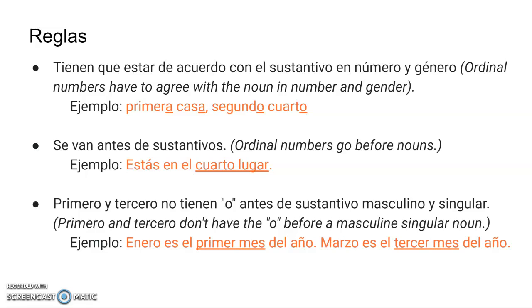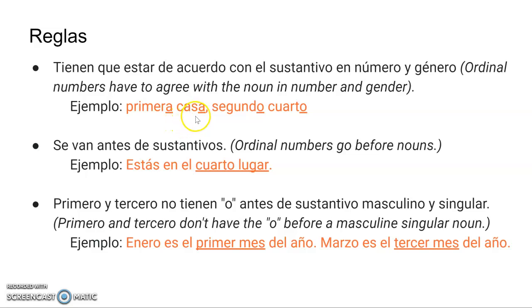Las reglas. There are a few rules that we need to follow when we use these in sentences. Los números ordinales tienen que estar de acuerdo con el sustantivo en número y género. So they need to agree in number and gender. We're used to doing that already with adjectives. Think of this as another type of an adjective. It describes the noun by telling the order.